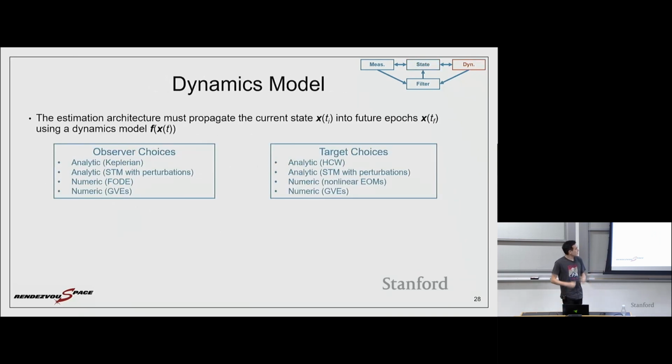So the next thing is the dynamics model, propagating the current state into future epochs as part of the navigation filter. Again, plenty of choices here, whether you want to do this analytically or numerically, and how many perturbations or how much detail you want to include in your dynamics.